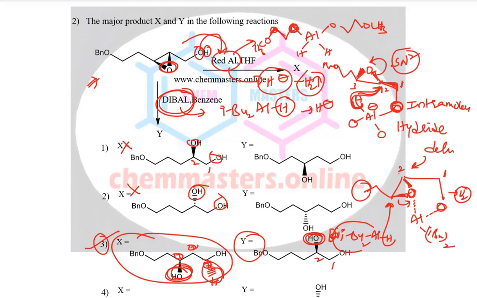And what is the main important point we need to note here? That is, with red aluminum, intramolecular hydride delivery takes place, whereas with DIBAL, intermolecular hydride delivery takes place to open that allylic epoxide. Okay, right.